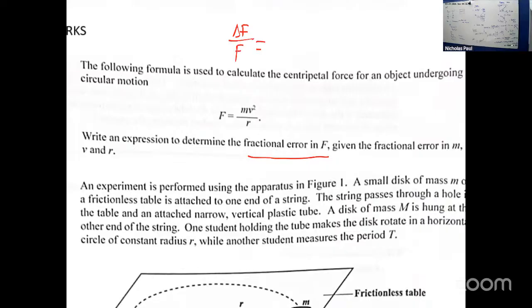So you'll end up with the error in M on M plus 2 by the error in B on B plus the error in R on R. That's okay? That's what they wanted, right? Right, what is the next part? We'll do that tomorrow.